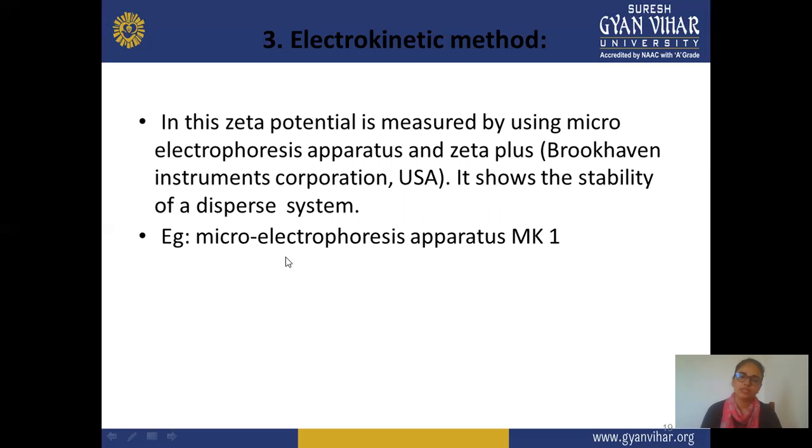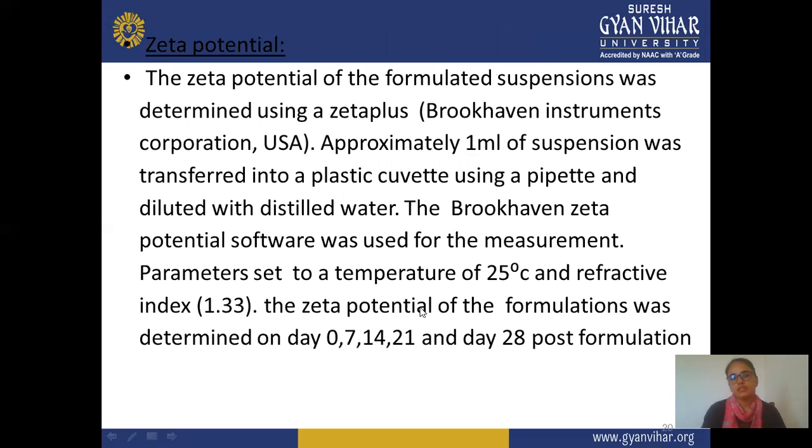Example of this electrokinetic method is micro-electrophoresis apparatus MK1. In zeta potential, that is, zeta potential of the formulated suspension was determined by using Zeta Plus, that is Brookhaven Instrument Corporation USA. And approximately 1 ml of suspension was transferred into a plastic cuvette using a pipette and diluted with distilled water. And Brookhaven zeta potential software was used for measurement. The zeta potential of a formulation was determined on day 0 to 7, means every 1 week interval.